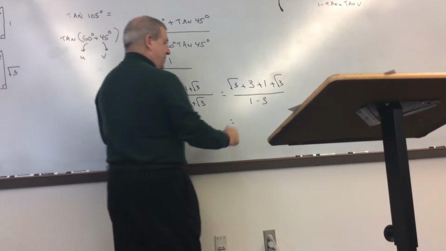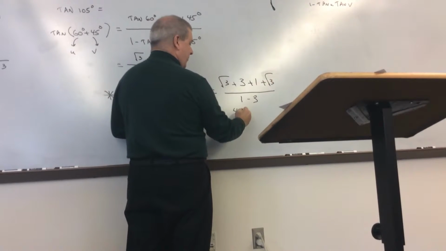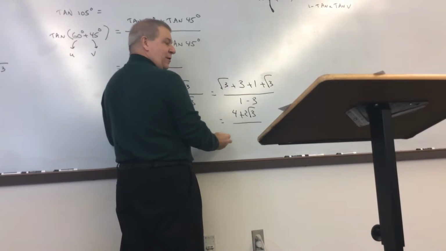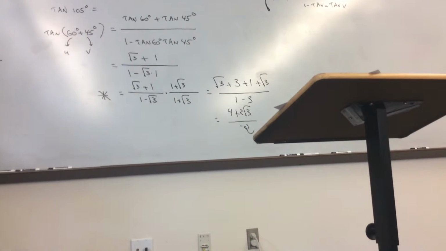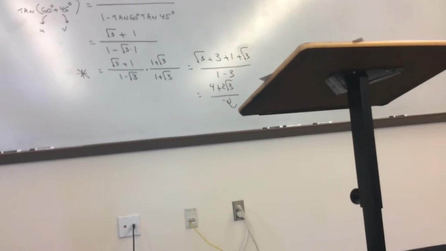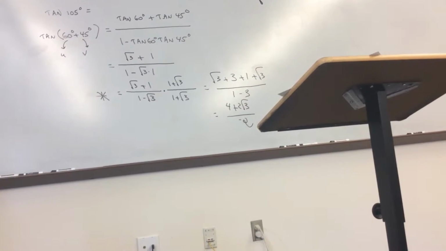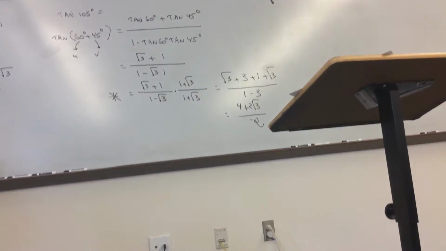Jack. 4 plus square root of 3 plus square root of 3 is 2 square root of 3 over negative 2. Now come on, let's see how smart you are here. That's not done yet. What's the last thing you could do? And then you have it reduced as far as it can go. There's one more thing you can do there.